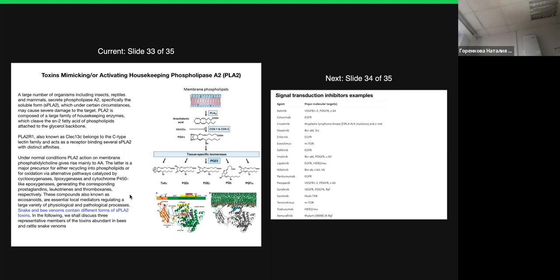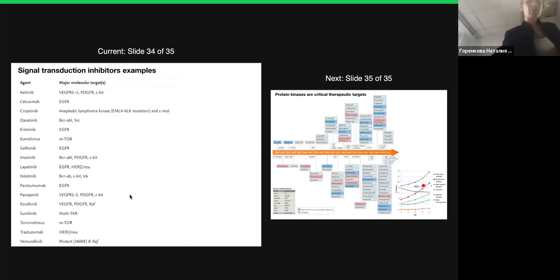You see here arachidonic acid, which you chop from the membrane, and then you synthesize a variety of different prostaglandins, a big family of them. They regulate metabolism, but also a lot of inflammatory processes, to make a long story short. And one of these toxins from snake and bee venoms contains this specific phospholipase. This is just interesting.